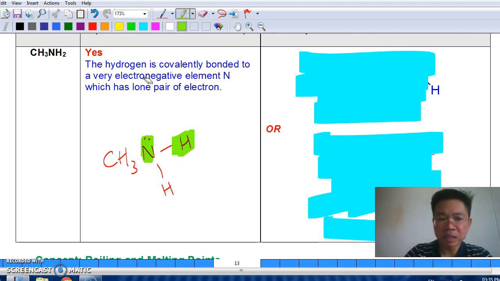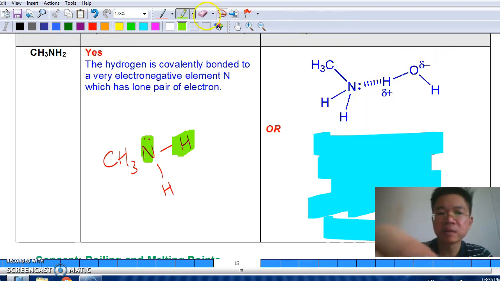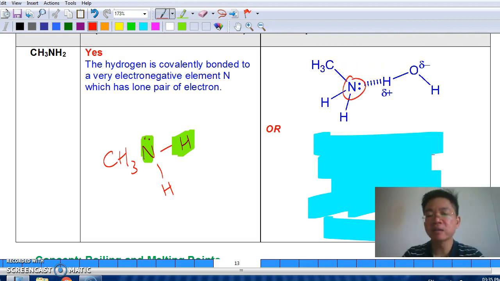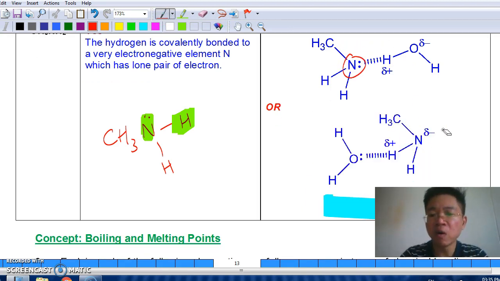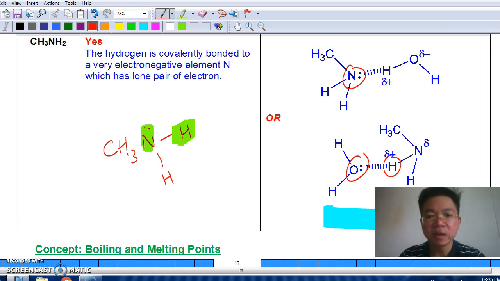Okay, can it form hydrogen bonding with water? Yes, certainly. Hydrogen bonding can be from the N to the H of water, or from the H of the N to the O of water. Okay, so I hope you have a better understanding of what are the criteria to form hydrogen bonding, and also what to draw in a diagram to show hydrogen bonding. Remember the three things. First, you need to show the delta plus, delta minus. Number 2, the lone pair. And number 3, the labeling.